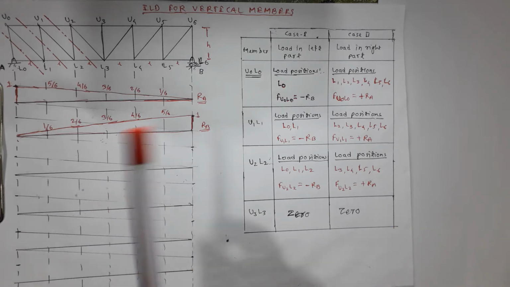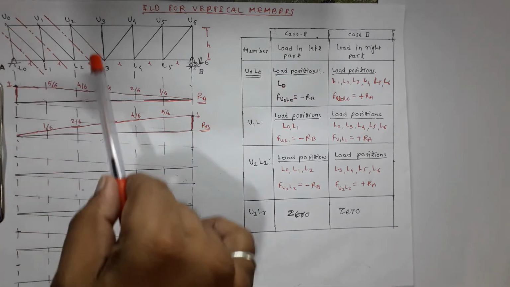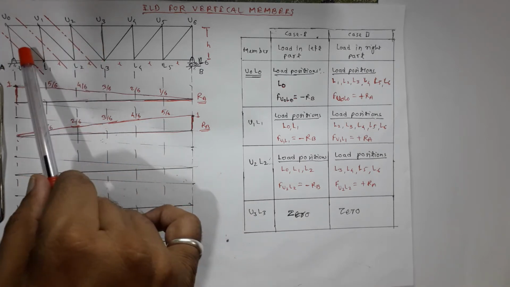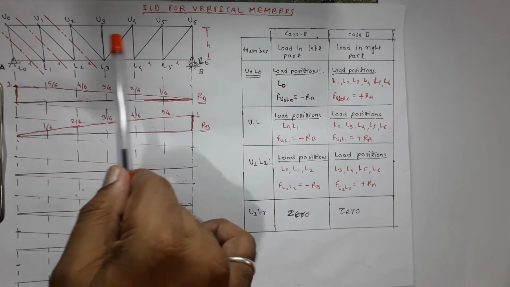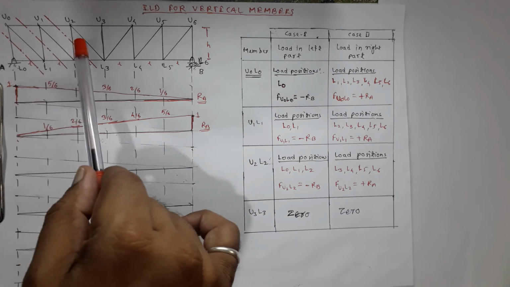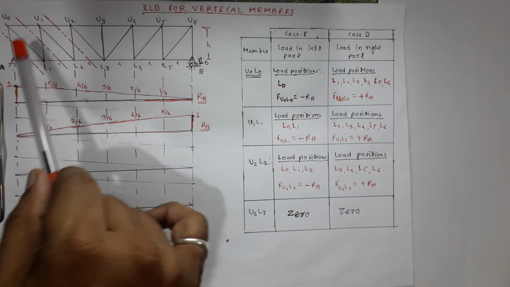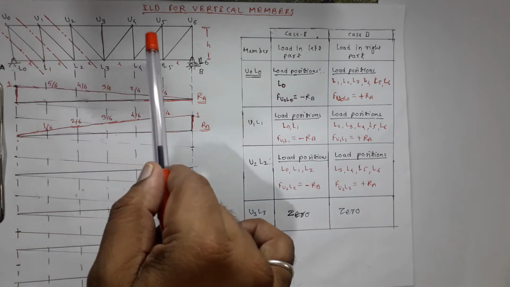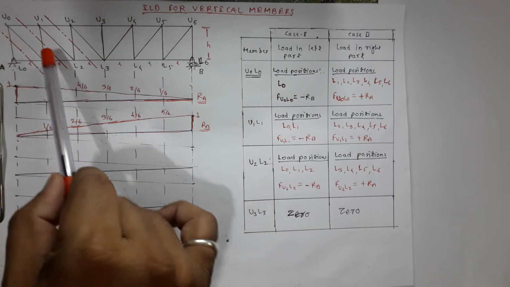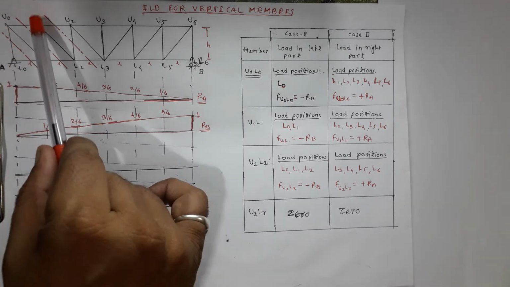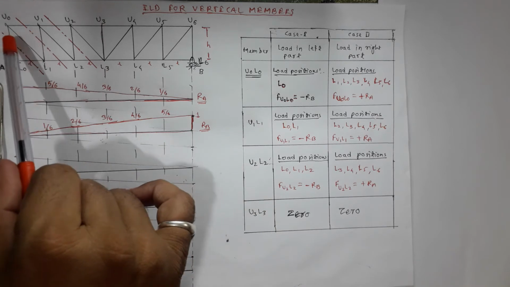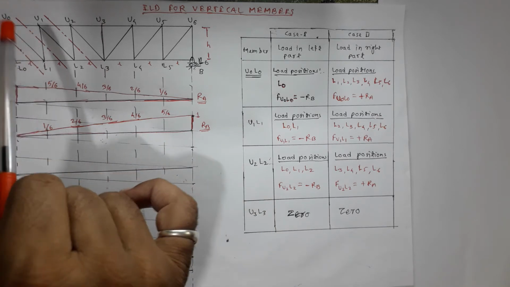Now see, in order to get the ILD for vertical members, I'm going to get them in the left part because symmetry is there, and if the ILD for the vertical members in the left part are drawn, we can use the same ILDs to draw the ILD for the vertical members in the right part. So I have chosen the vertical members U0, L0, U1, L1, U2, L2 and U3, L3 will be the last member. So let us deal with U0, L0 first.